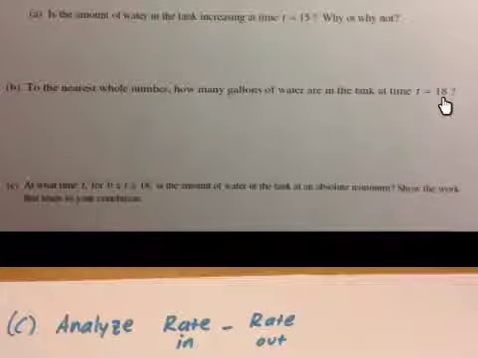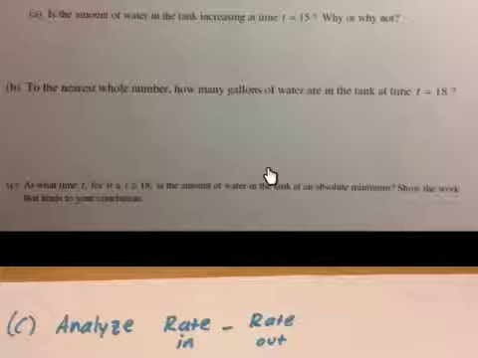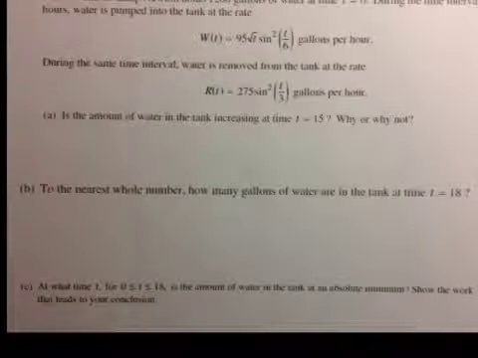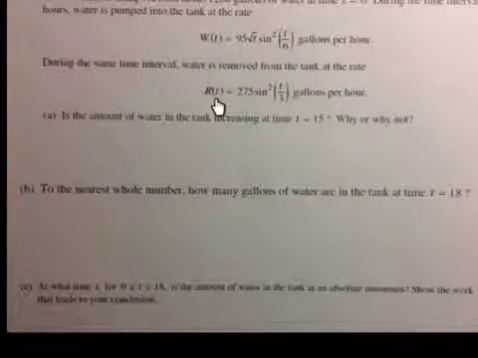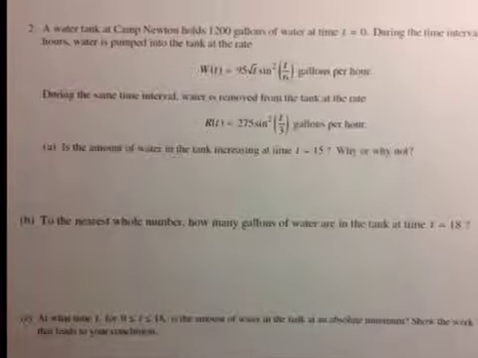So we've got to figure out how much water was pumped into the tank by integrating this equation. You also have to figure out how much water was pumped out of the tank by integrating this equation. And then you have to consider also how much water was there at the very beginning to figure out how much there is at t equals 18. So take into account how much there is to begin with. Integrate to tell you how much water was put in, how much water was taken out, and that'll tell you the amount of water that's in the tank.